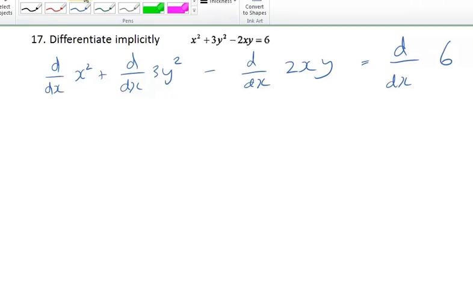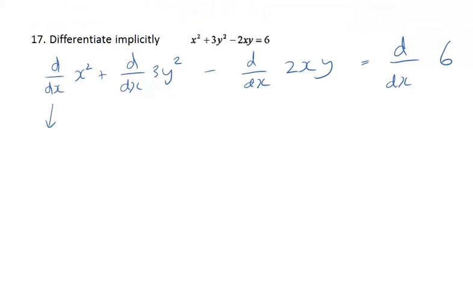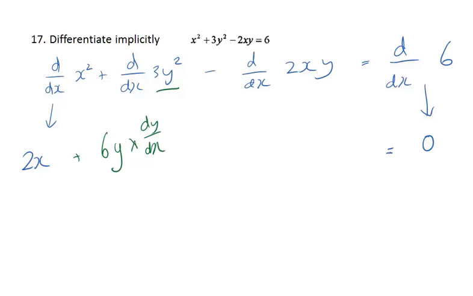So we'll start with our two easy parts. We can differentiate with respect to x our x squared, and we're going to get 2x. Our 6 is going to be equal to 0 here. So these are our two easy parts. Now with 3y squared, we differentiate with respect to y. 2 times 3 is 6y, 2 minus 1 is 1, and then we multiply here by dy on dx.